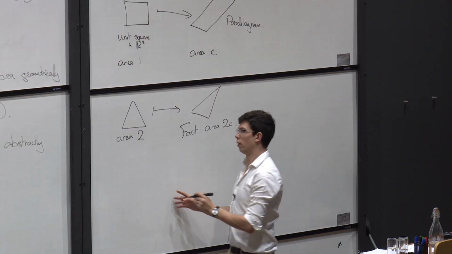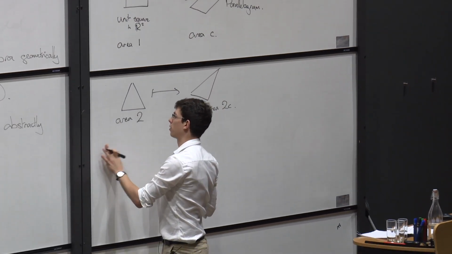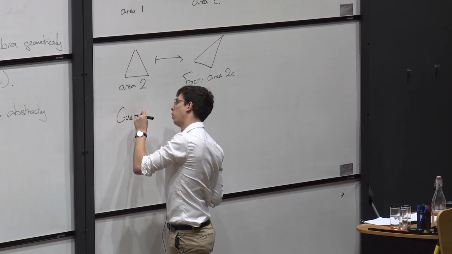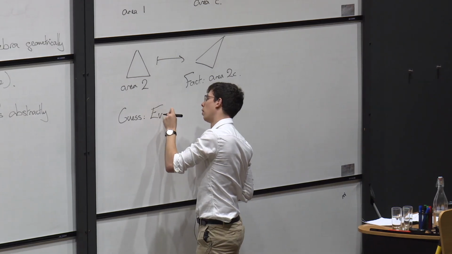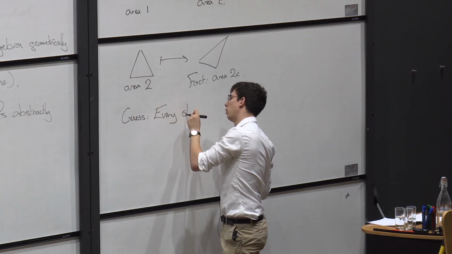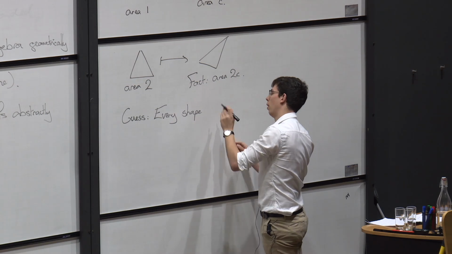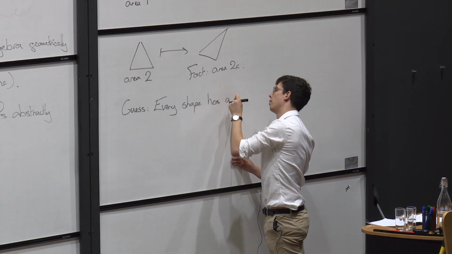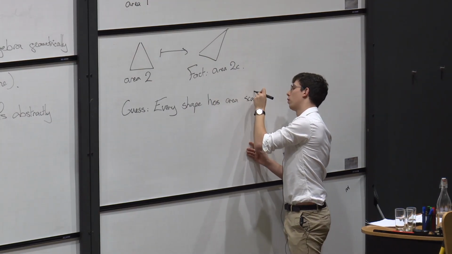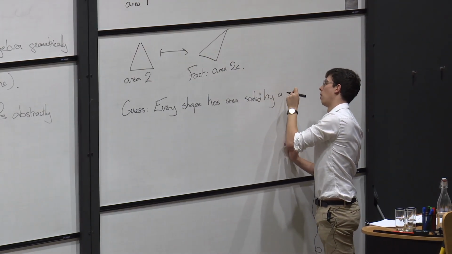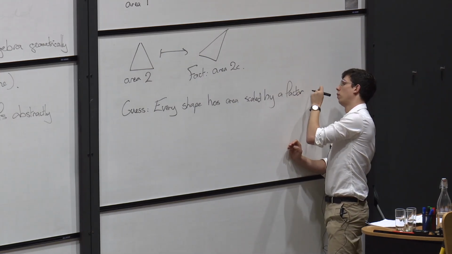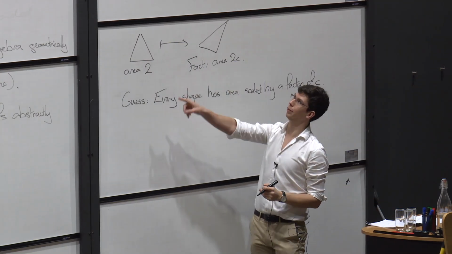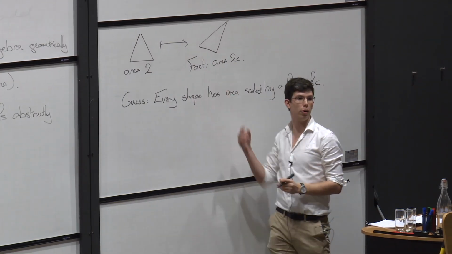And in fact, maybe we would guess just from doing a couple of examples like this, that every shape, well, I'm not going to be precise about what I mean by shape, has the area scaled by a factor of c. So often it's unwise to make a general guess just from doing 2 examples, but you can do a few more examples if you like.